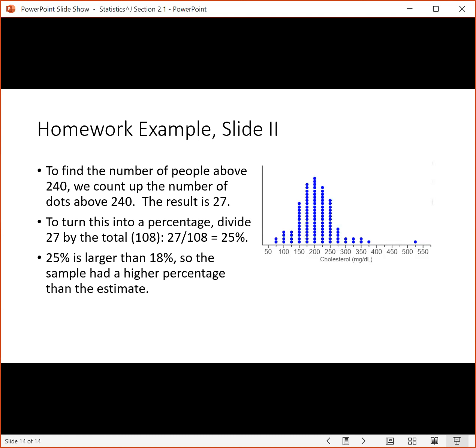Now, just because you've taken one study of 108 individuals, that doesn't nullify the estimate, but it would maybe suggest that we should do more research to check: is 18% really the level of individuals who have unhealthy cholesterol levels, or is it closer to 25%? Only with more data collection could you figure that out.